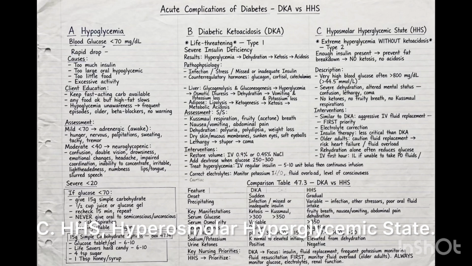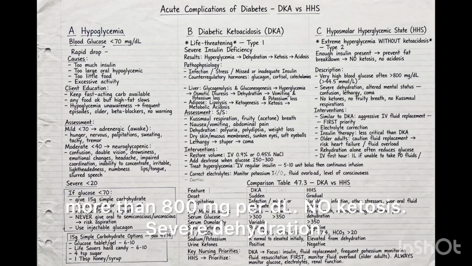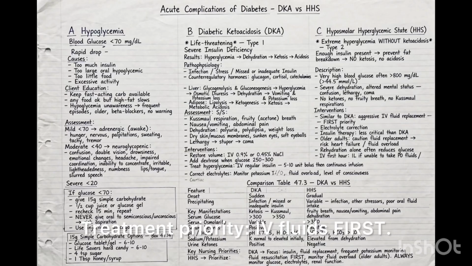C. HHS, hyperosmolar hyperglycemic state. This is mostly seen in type 2 diabetes. Key features: very high blood sugar, more than 800 mg per dl, no ketosis, severe dehydration. Treatment priority: IV fluids first. Insulin is given later and slowly.